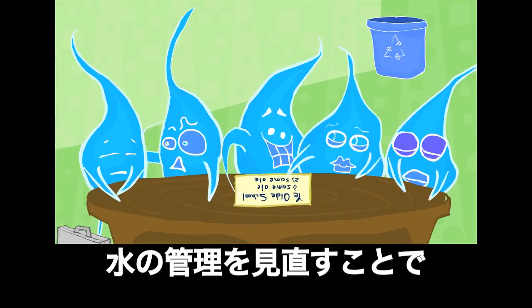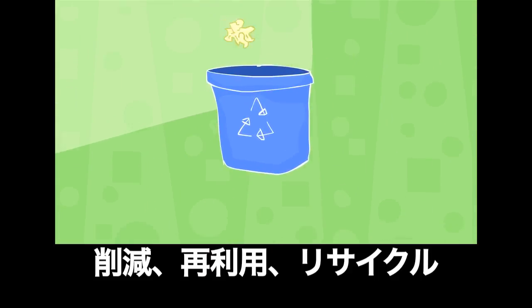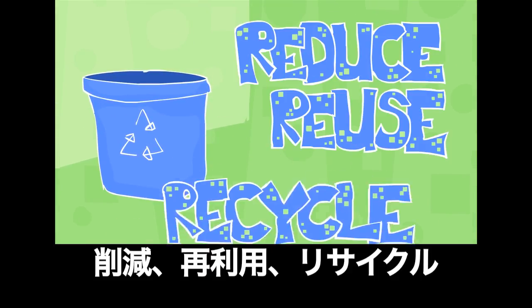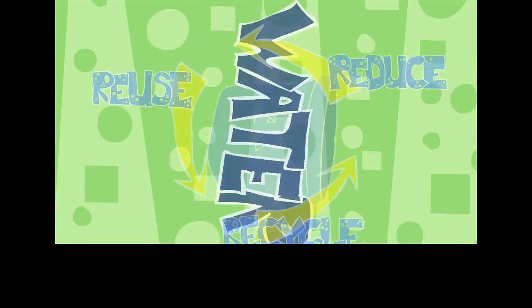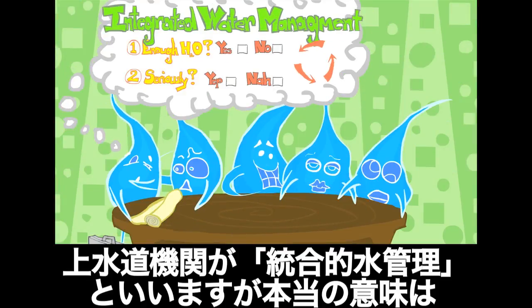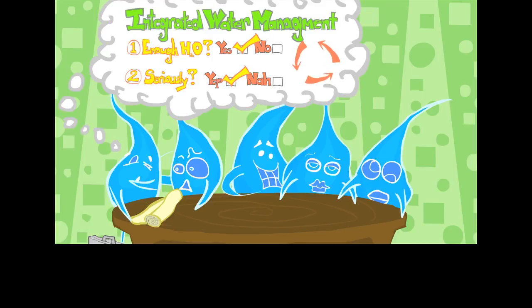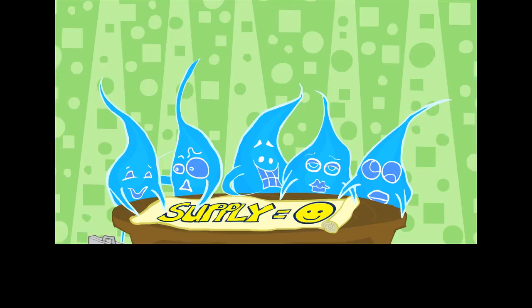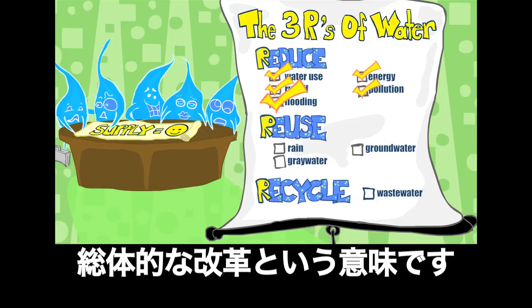By rethinking how we manage and use our water, we can begin to solve many of these problems. We've all learned about reducing, reusing, and recycling our trash. We need to learn to apply these 3 R's to all of our resources, especially water. The water supply guys use the term integrated water management. But like we said, they're only concerned with water supply and not the big picture. True integrated water management means holistic reform that integrates multiple agencies and members of the public and solves multiple problems beyond just meeting our ever-increasing water demands.